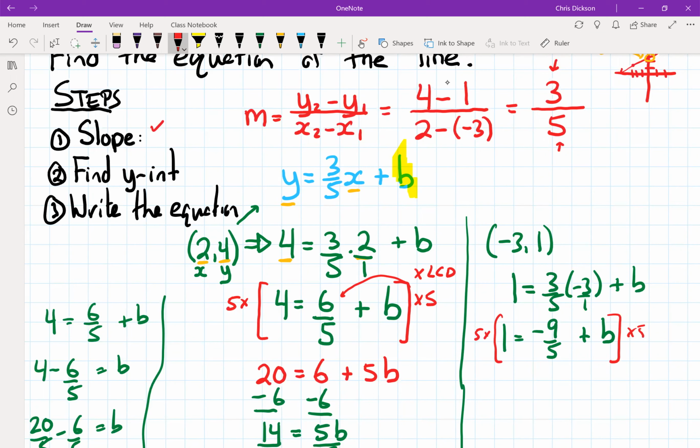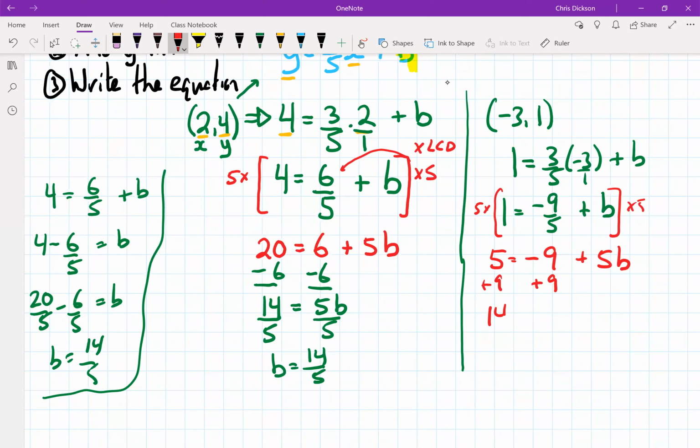So that's going to give me 5 equals -9 plus 5b. So I add 9 to both sides. So I get 14 again equals 5b. So b is equal to 14/5. So it didn't really matter which point I picked. It gives me the same answer.